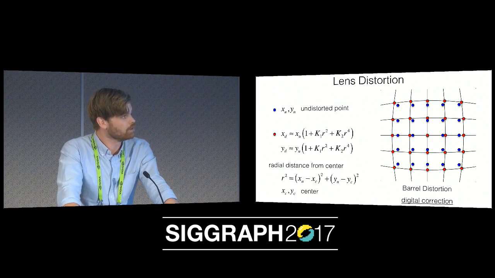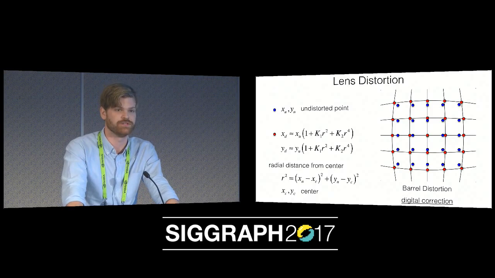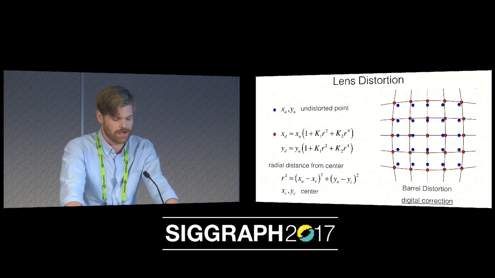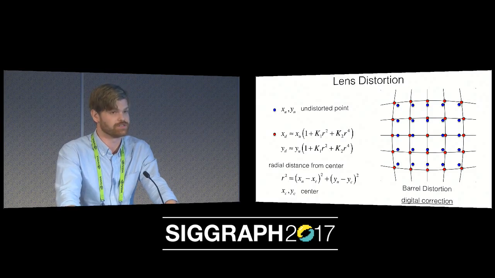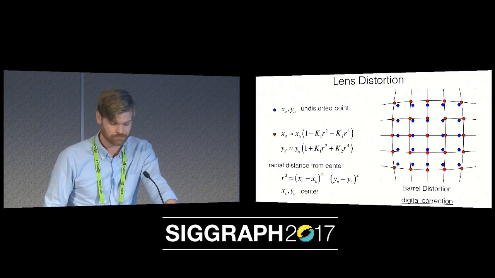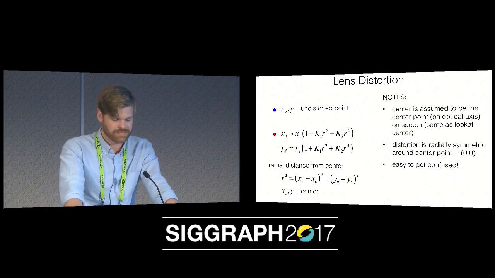So just with this simple equation, essentially it's a distortion that is a function of the radial distance from any given point to the center of the lens. And we can compute this very efficiently in various ways that I'll describe in a little bit. Now, the center is assumed to be at the center point of the optical axis, not necessarily the center of the screen.